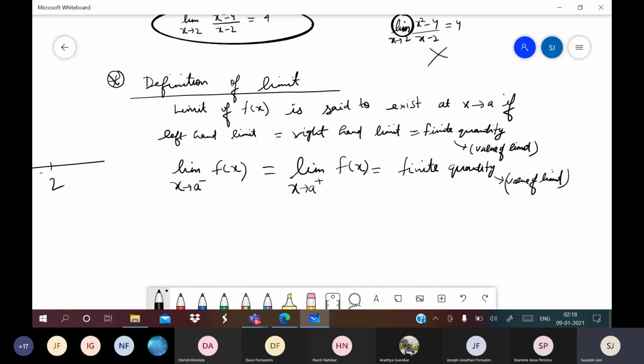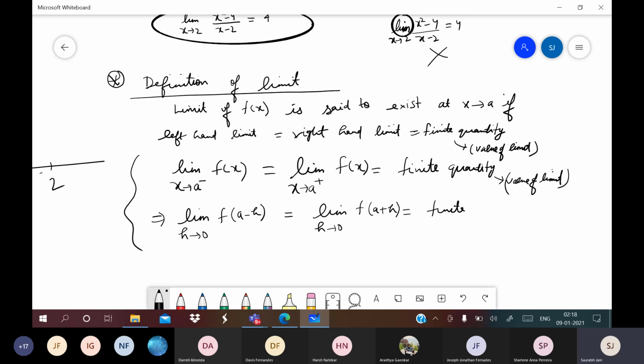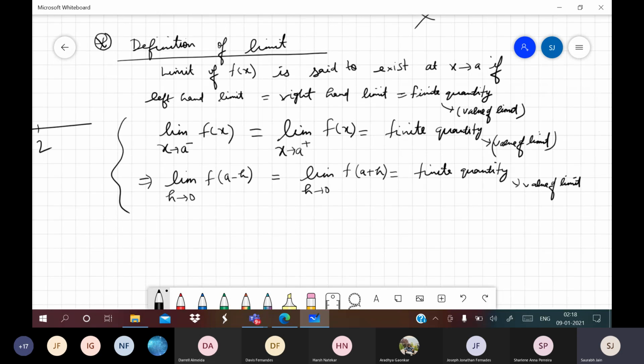Now, last thing. See, the last two things will be clear from examples also. We put h tending to 0. In place of x, we will write a minus h. These two terms will be clear in questions also. h tending to 0, f of a plus h equals finite quantity. Every time I am writing the finite quantity, whatever finite quantity will come, that will be the value of limit. And in the question, they ask you the value of limit only, or they will say evaluate the limit. Now, what is this thing?